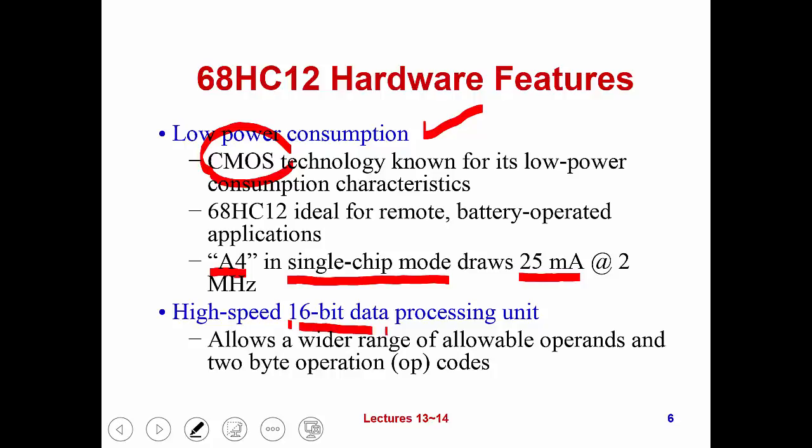The CPU is a 16-bit data processing unit. In this case, it allows a wider range of allowable operands and opcodes, because each time we can send 16 bits of data. So speed is simply double over the 68HC11. The 68HC11, I mentioned, is only an 8-bit data processing unit, so its data bus is also only 8-bit.